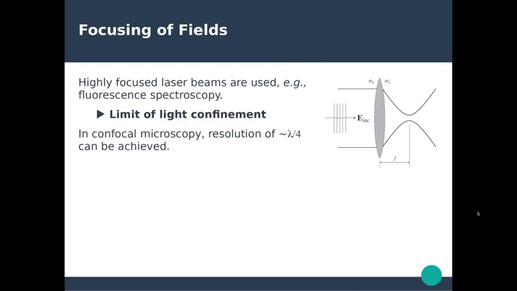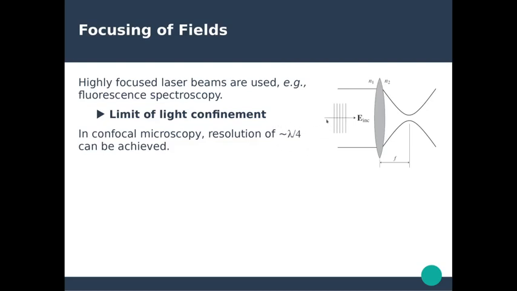Highly focused laser beams are used everywhere in optical spectroscopies, and they present a limit in terms of light confinement. We discussed this light confinement, which is the diffraction limit, and we mentioned that this was theorized by Abbe and Rayleigh independently, and they predicted a theoretical limit for the resolution, which is about half of the wavelength you use. We can achieve a better resolution in confocal microscopy, and we're going to discuss confocal microscopy later, of about a quarter of the wavelength.